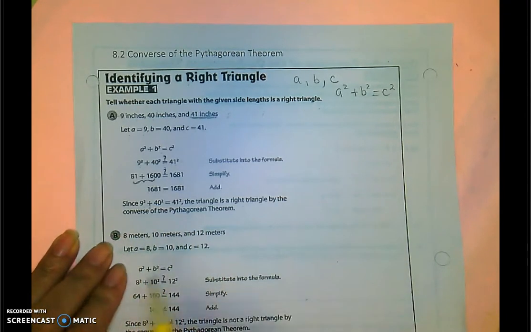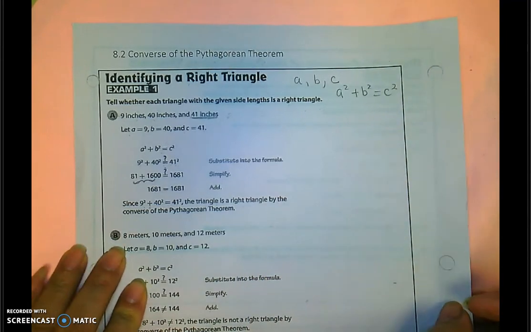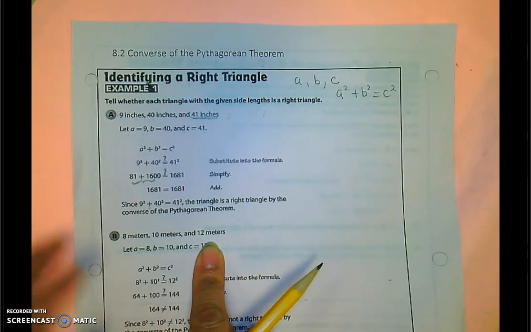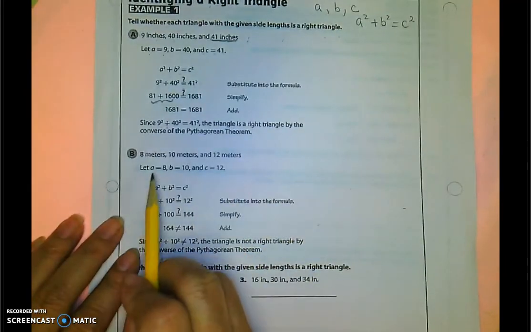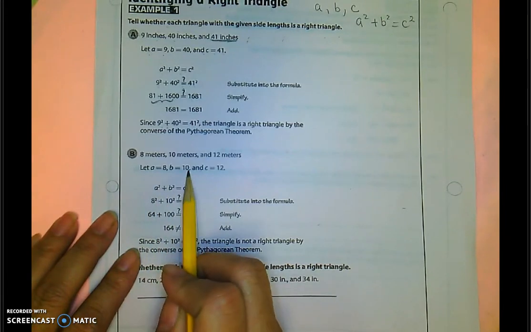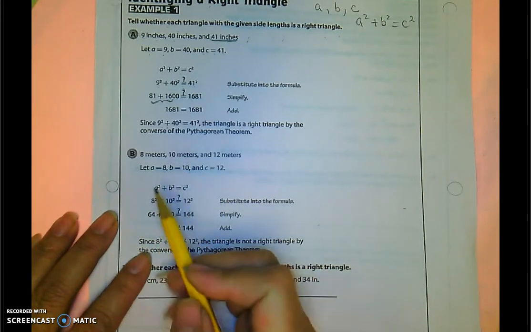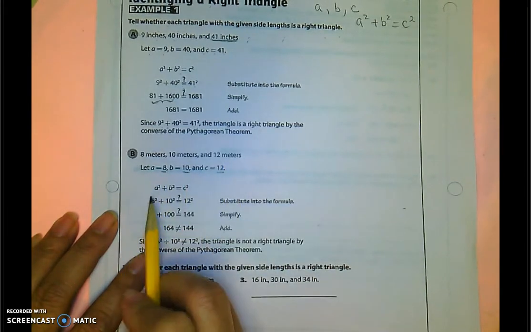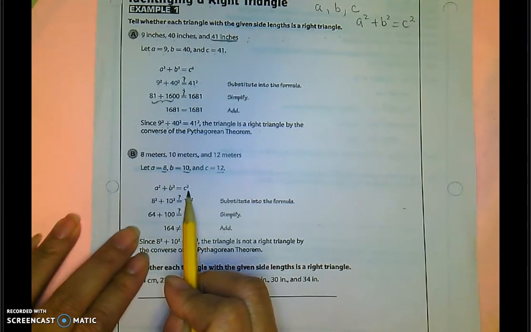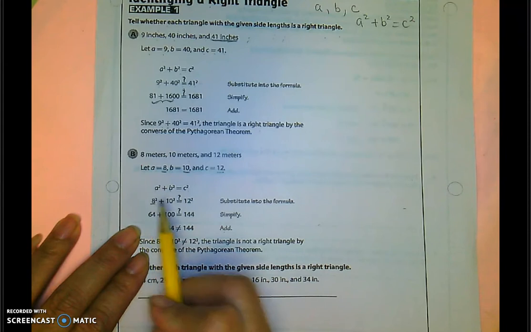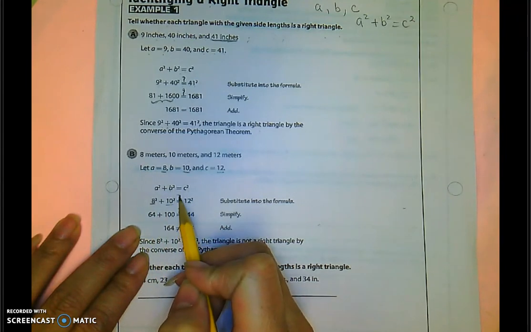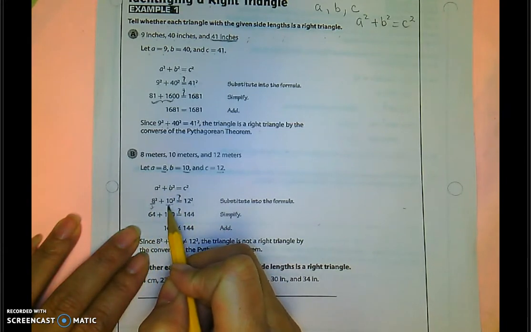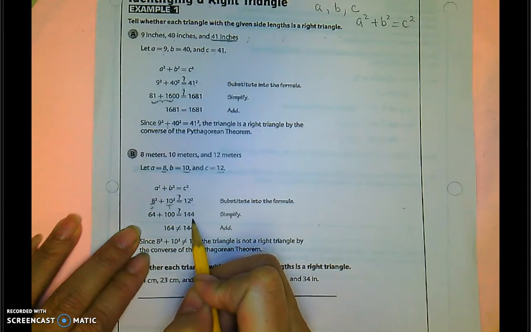Pythagorean theorem. Now, letter B: 8 meters, 10 meters, and 12 meters. Let A be 8, B be 10, and C be 12. We substitute them in. We write an equation, A squared plus B squared equals C squared. 8 squared plus 10 squared, we don't know if it's equal to 12 squared. We know this is 64, this is 100, and this is 144.